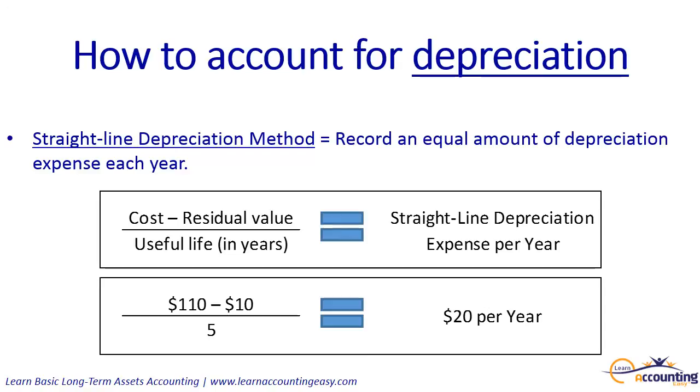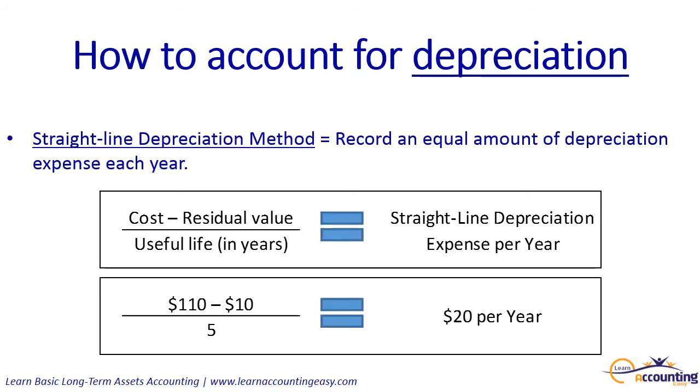So the first method that we'll look at to calculate and account for depreciation is the straight line method. And this is the simplest method of all. All we do is record an equal amount of depreciation expense every single year for the number of years of the asset's life. So if you look at the top box here, the equation is very simple.